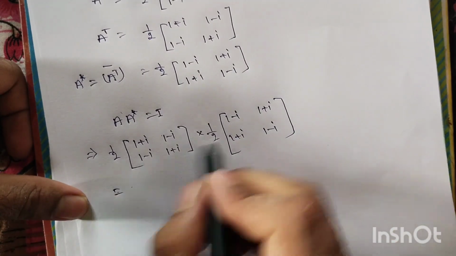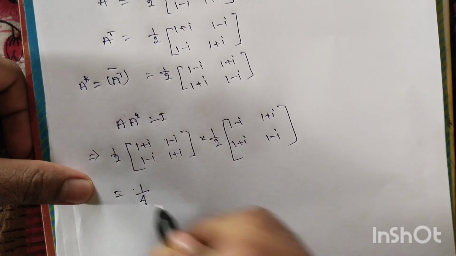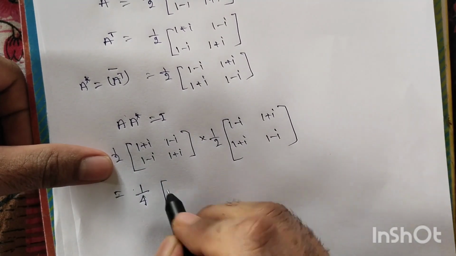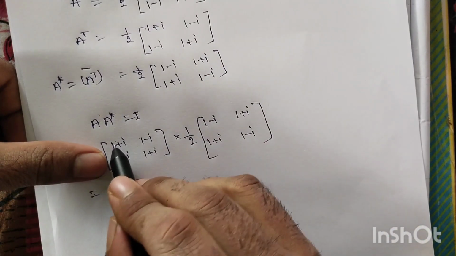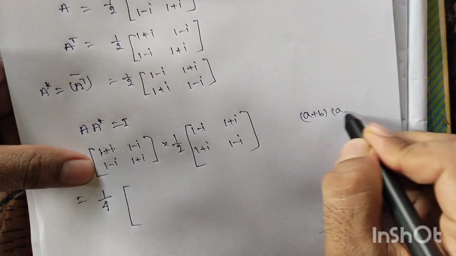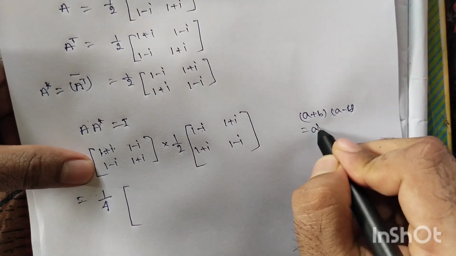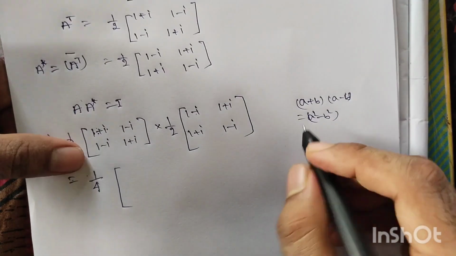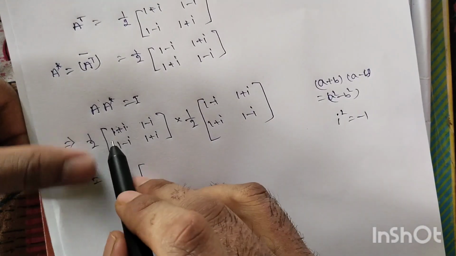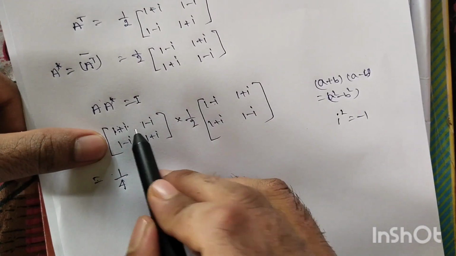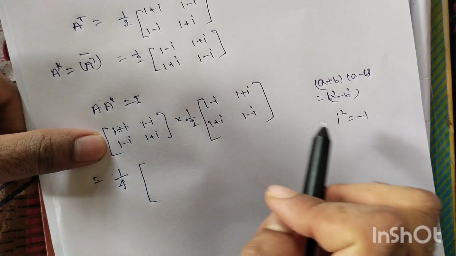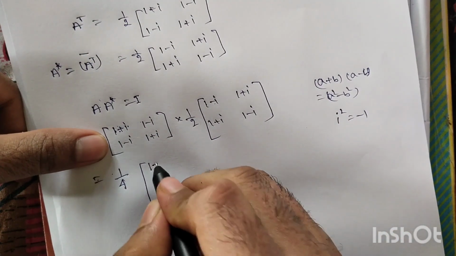Okay. Just remove this term 1 by 4 here, row wise and column wise. This is the formula that a plus b into a minus b equals a square minus b square. And another thing is iota square is minus 1. So observe that a plus b, a minus b, that should be 1 square minus iota square. We know that iota square is negative 1, so 1 plus 1.